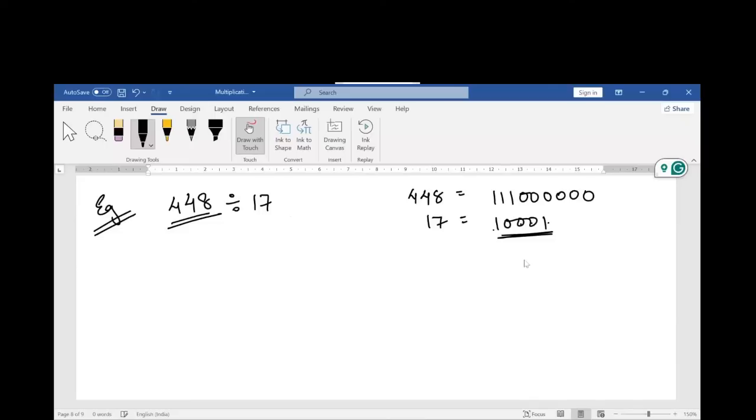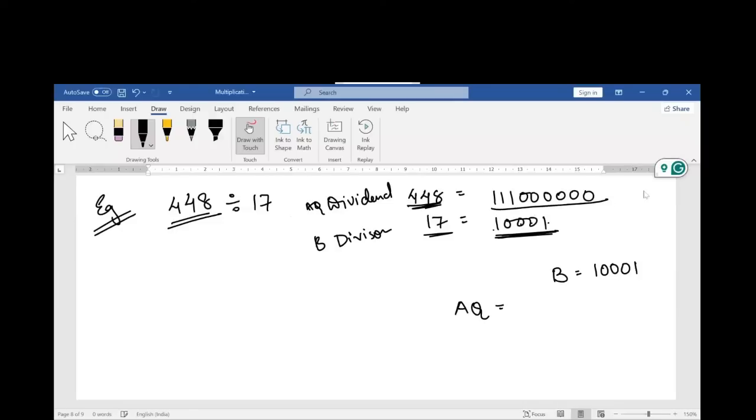So my B is the divisor. Now A and Q together will be storing the dividend, in AQ, and the divisor in B. Okay, so if the divisor is of 5 bits, my dividend should be of 10 bits. So arrange this in 10 bits. How many bits are there in mine?